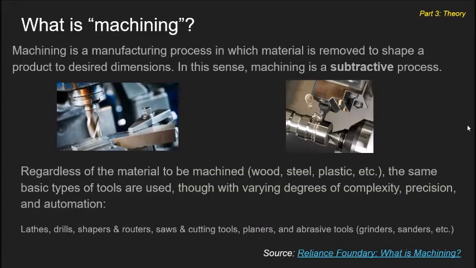Quite simply, it's a manufacturing process where material is removed to reveal a product of the desired shape and dimensions. It's sometimes called the subtractive process for that reason. It's been around for as long as we've had tools to shape materials, and regardless of whether you're using steel or plastic or wood, the same basic tools are used with different degrees of precision and complexity and automation. A lathe, a drill, routers, saws and planers and grinders, they're all doing the same job of removing material. The benefit of using CNC for that is that you can have a repeatable experience and it's much more precise.